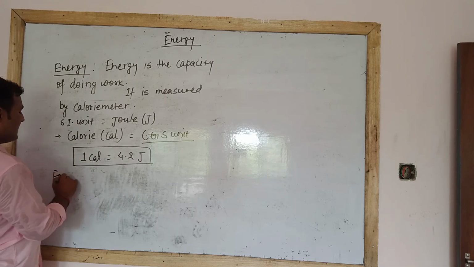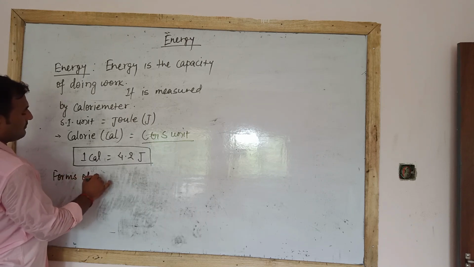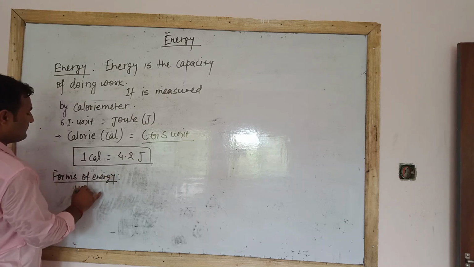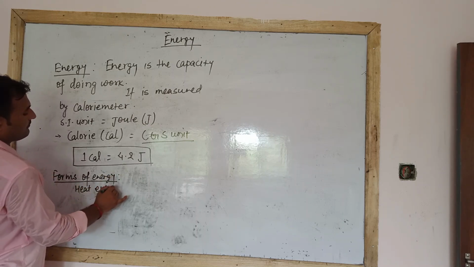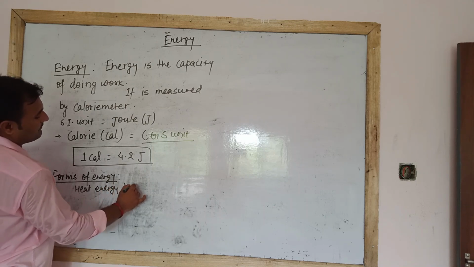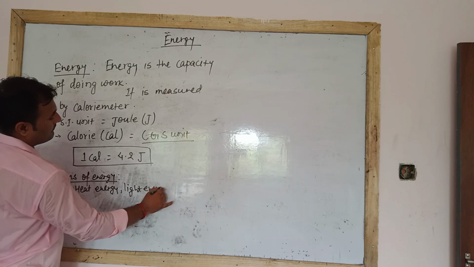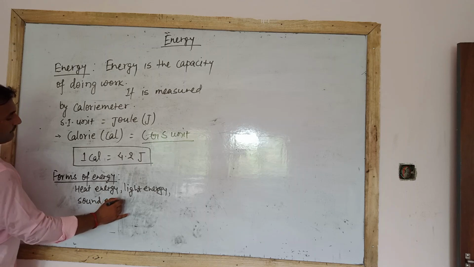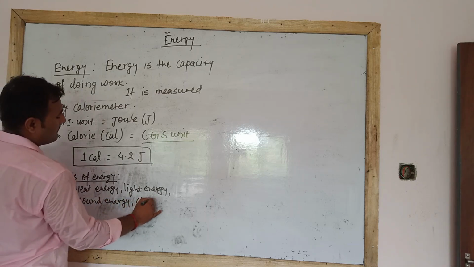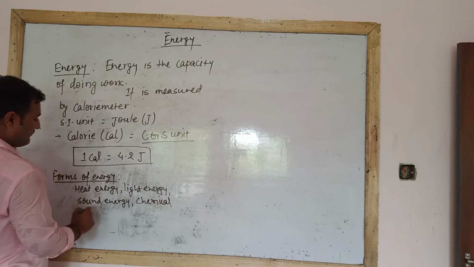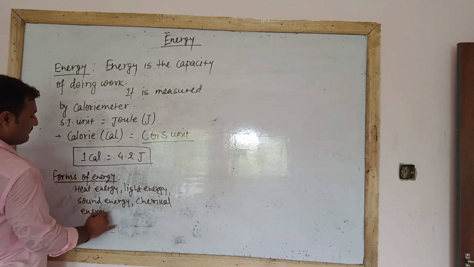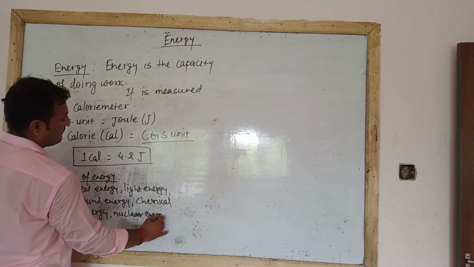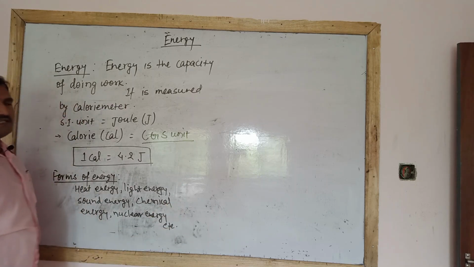Various forms of energy are found. These forms are heat energy, light energy, sound energy, chemical energy, nuclear energy, and several more forms of energy are found.